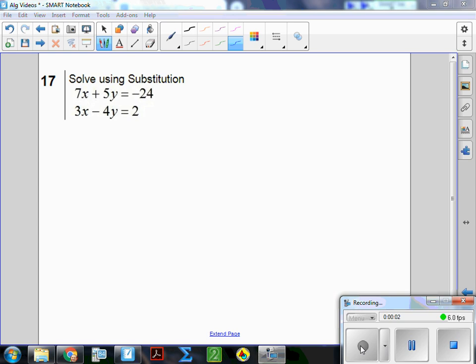Okay, 17. Using substitution on a problem like 17 is going to be slow and ugly. Ugly because none of the variables, the x's or the y's, are even closely by themselves. So I pretty much just need to pick one and dig in and make it happen to really practice with substitution.